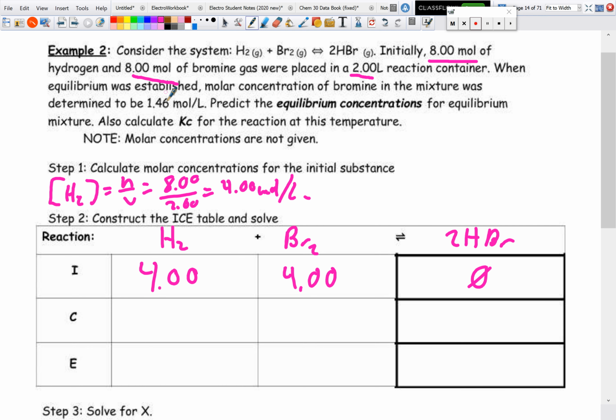So that means equilibrium, so we're done with our initial stuff. So we can write in our change, minus x, and plus 2x. Remember, reactants are used up, so that's why it's minus x. Molar coefficient is 1, so that's why there's nothing in front of those x's. Whereas for our HBr, there's a coefficient of 2, so we're going to get plus 2x. So we're going to get 4.00 minus x, 4.00 minus x, and 2x.